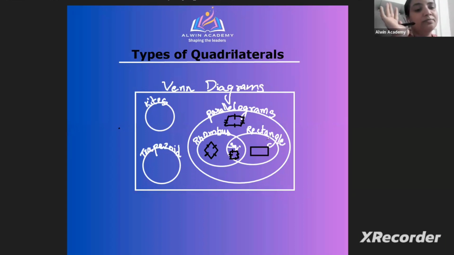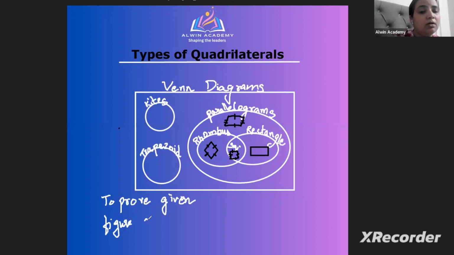Right, everyone, or not? So the criteria of proving a given figure a parallelogram is proving its opposite sides to be equal, or proving its opposite sides to be parallel, both the pairs, or proving just one pair parallel and equal both. So what am I trying to tell you here, please take a note of it, is to prove a given figure a parallelogram, how do we do it?